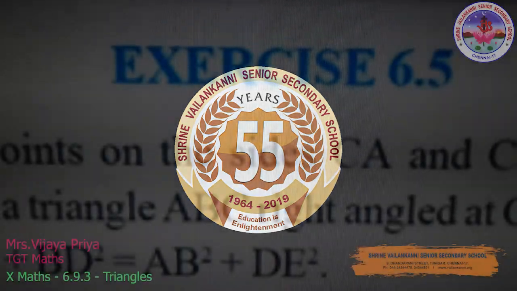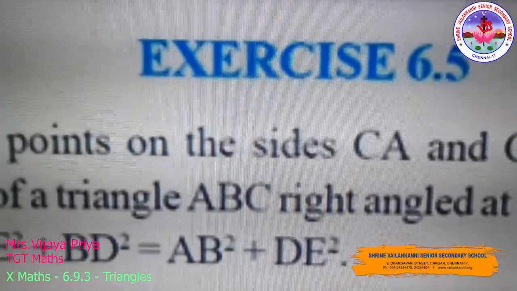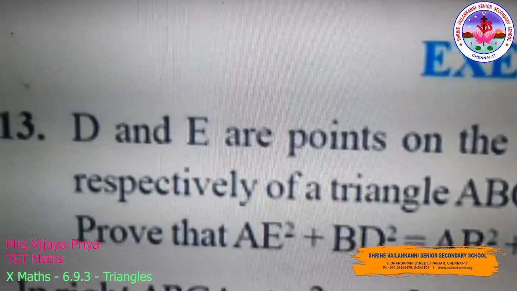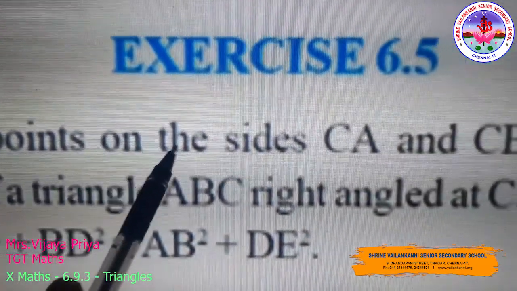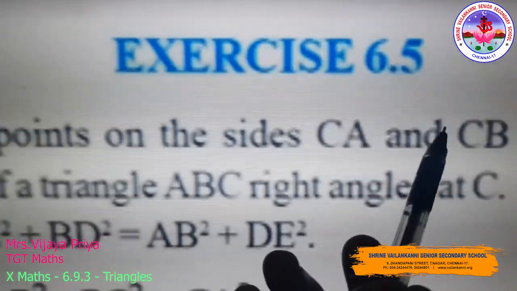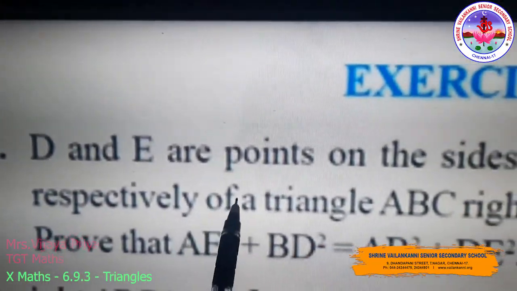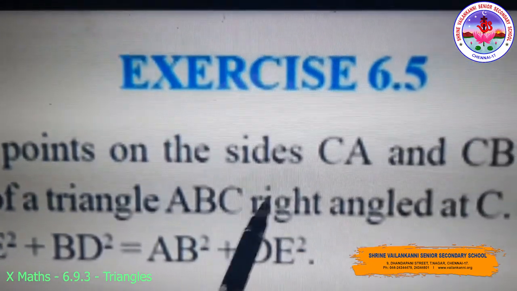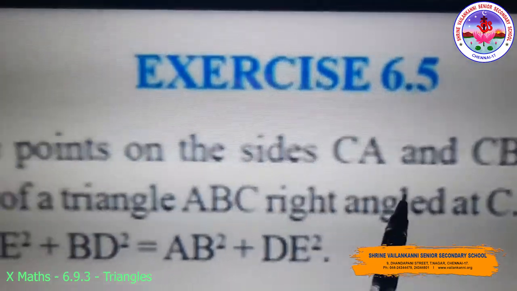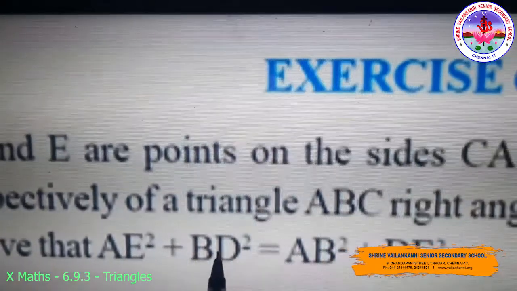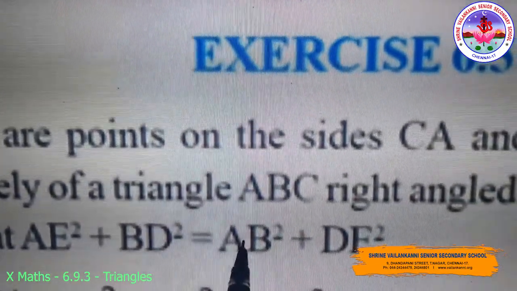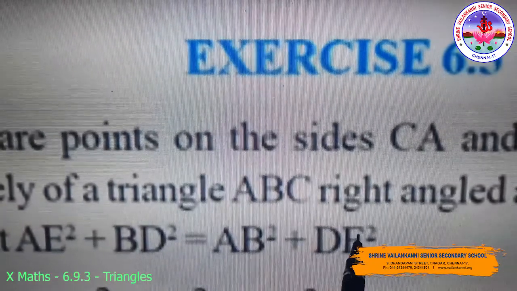Good morning students. Coming back to exercise 6.5, 13th problem. D and E are points on the sides CA and CB respectively of a triangle ABC right angled at C. Prove that AE square plus BD square is equal to AB square plus DE square.